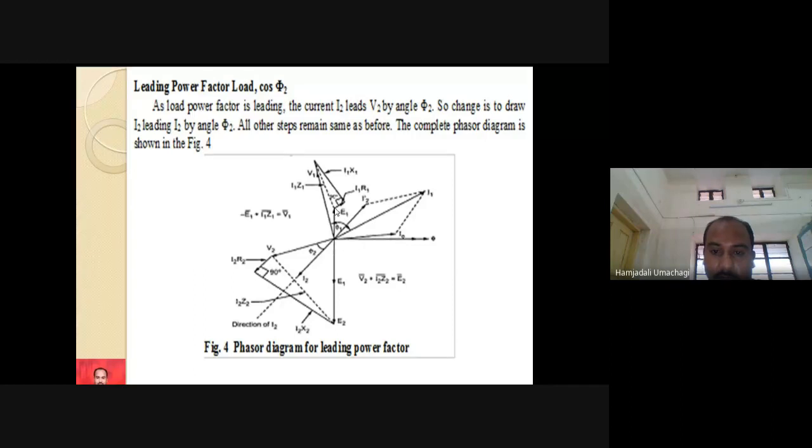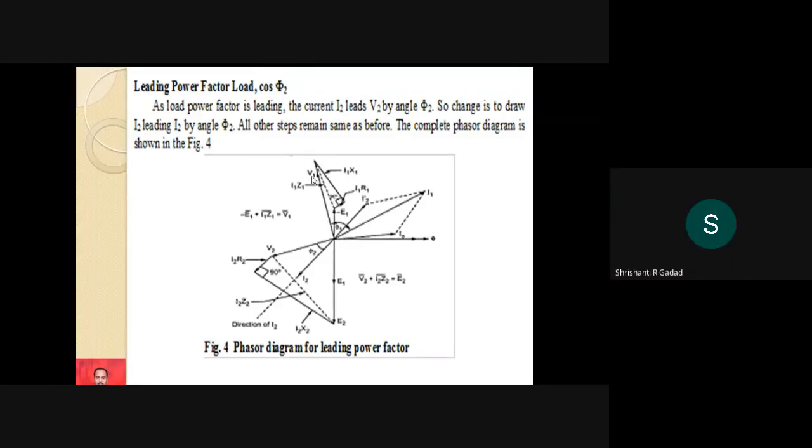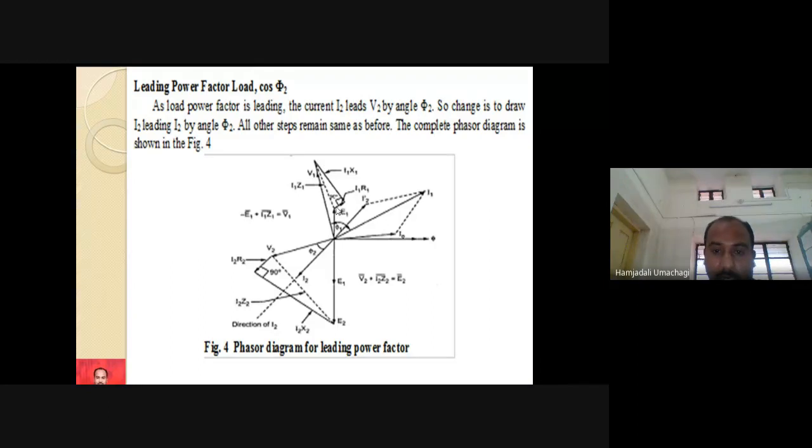So minus E1 vector sum I1R1 and I1X1 will be V1. And this dash line here is the combination of I1R1 plus I1X1. And the angle between V1 and I1 is pi 1.